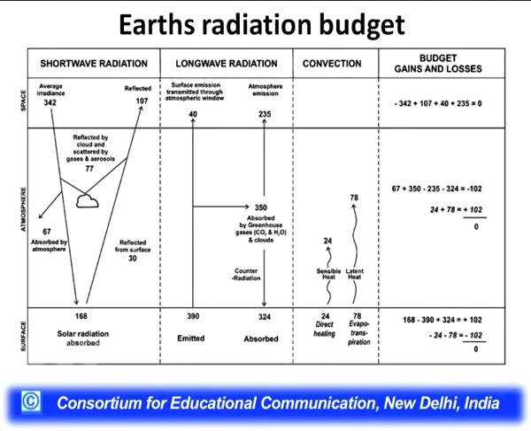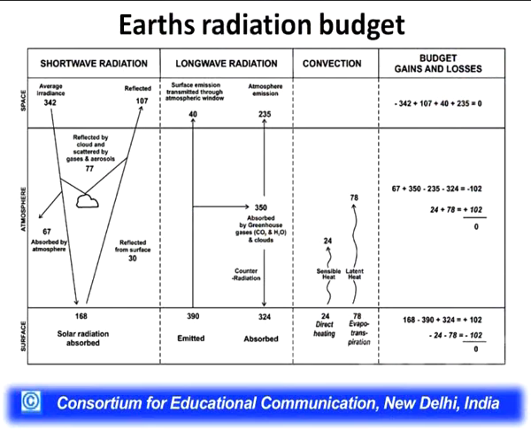So now, because the balance is disturbed, it is minus 102. So how will this be balanced? This will be balanced by the sensible heat and latent heat, which are 24 and 78. This 24 and 78 becomes 102. So this plus 102 and the minus 102 which was in the atmosphere becomes 0. So now here in the atmosphere this radiation budget is also balanced. Now we will have to look at the surface, what happens at the surface.